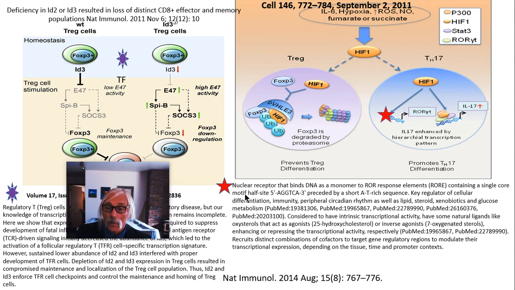So let's go down here and say: nuclear receptor that binds DNA as a monomer to the retinoic acid response elements, that's the ROR, contains a single core motif half site, and there it is, that's the actual DNA, right? 5' AGGTCA 3', that little 6 nucleotide fragment that's going to be a component of the ROR element in the DNA that this complex is going to bind to and then allow for all those proteins, particularly FOXP3, to be degraded, okay? All right, so all of that's going to happen.